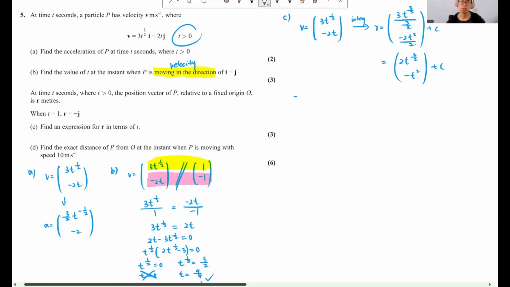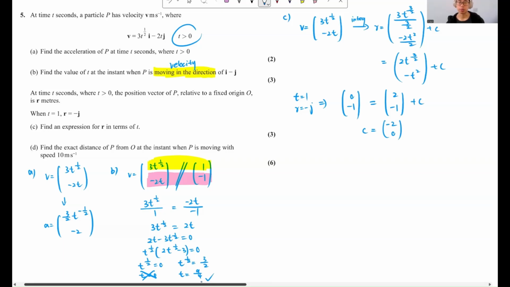It says t equal to 1, r is equal to negative j. So if we substitute in, negative j means 0, negative 1. So 0, negative 1 is equal to 1 to the power of anything is 1, 2 times 1 is just 2. And then 1 to the power of 2 is just 1, and the negative of that is just negative 1 plus c. So c should just be equal to 0 minus 2 is negative 2, negative 1 minus negative 1 is equal to 0.